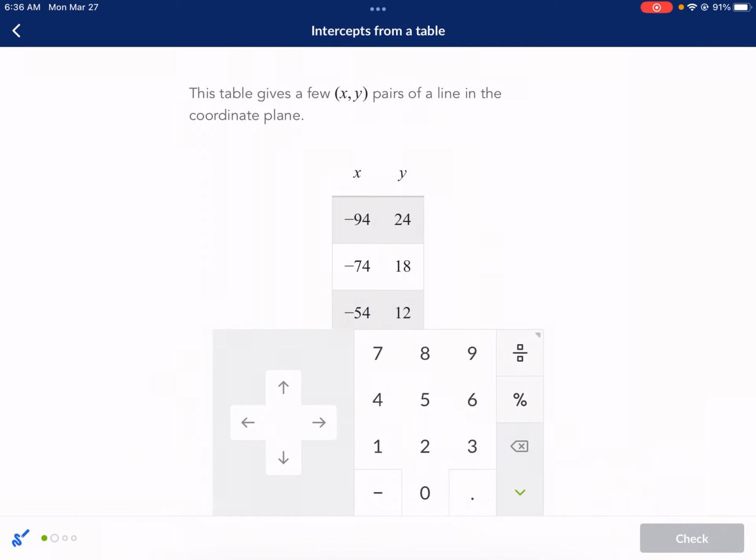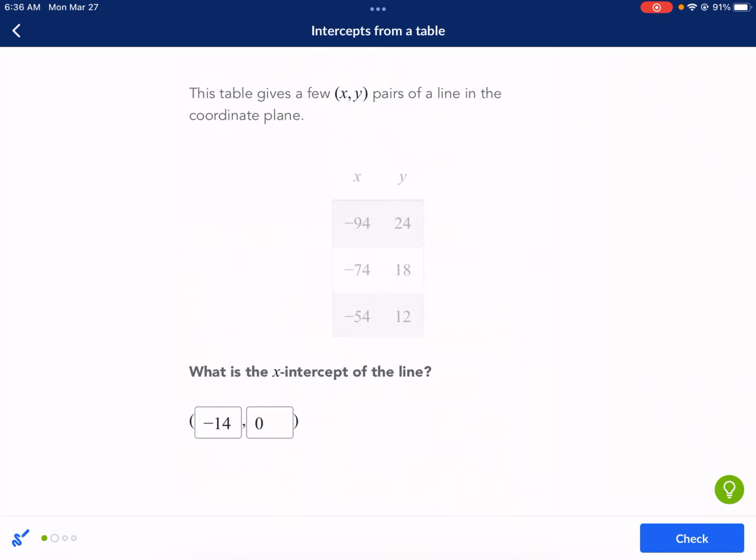So it worked out in the end. It was kind of weird on the way there, but we got it. All right, check it. Let's move on.